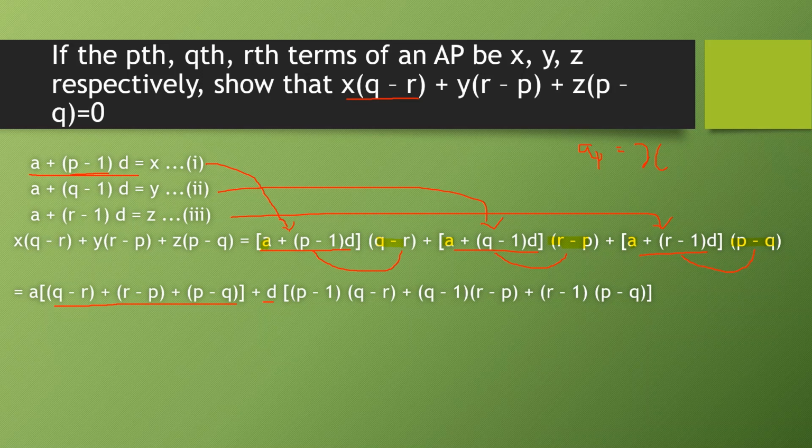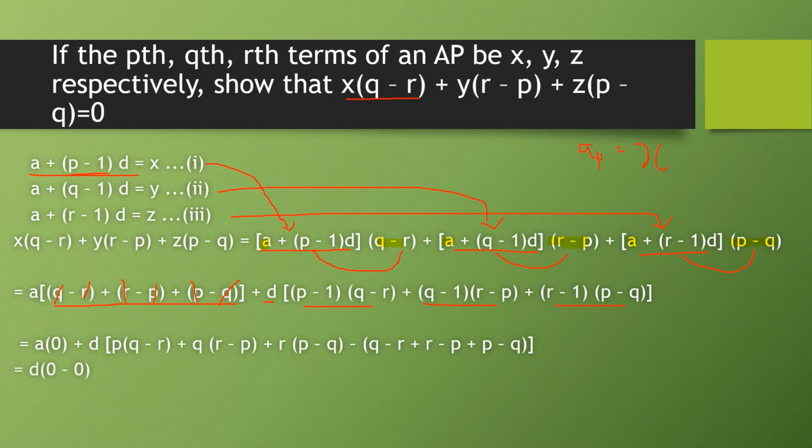Now see, this q cancels, this r cancels, this p cancels, तो ये क्या हो गया? 0. यहाँ पर I need to open this bracket, I need to open this bracket, I need to open this bracket. So let's open. If you open this, everything will cancel. Let the answer be 0.